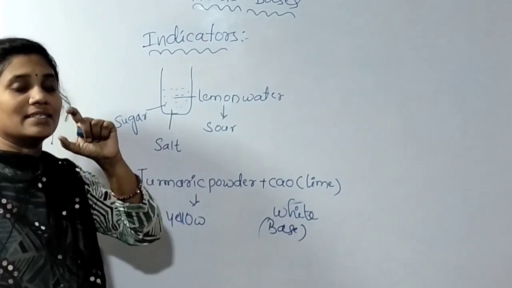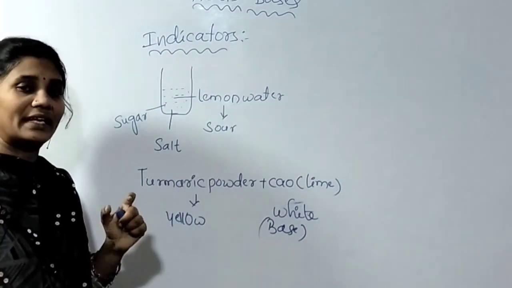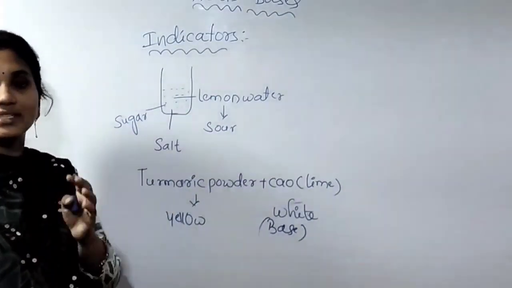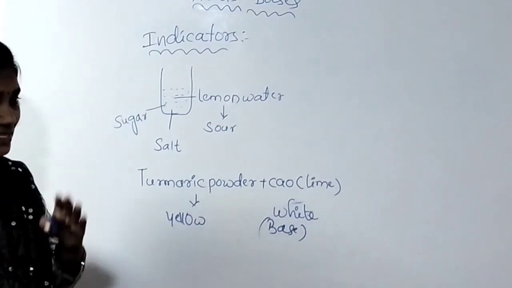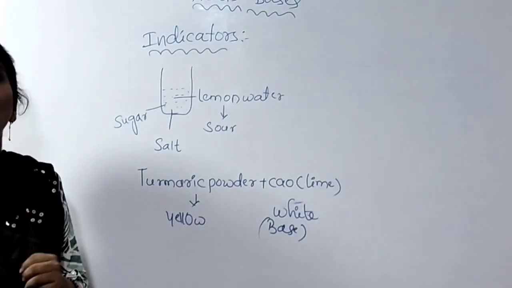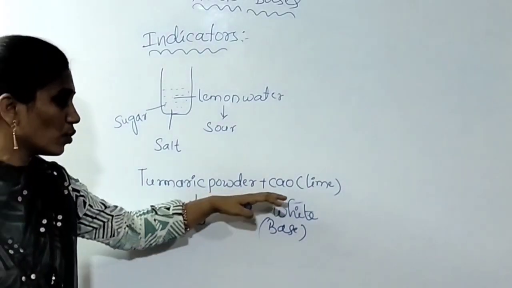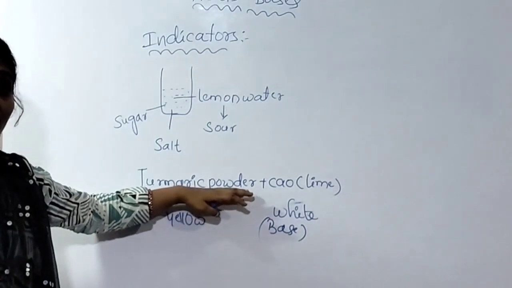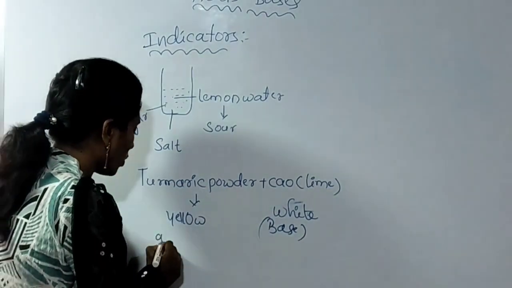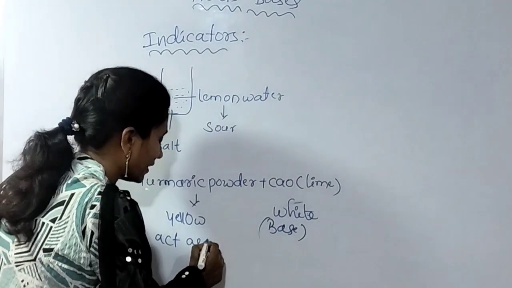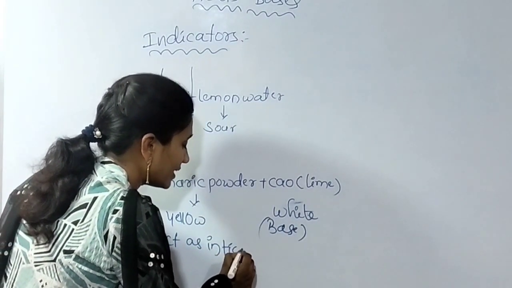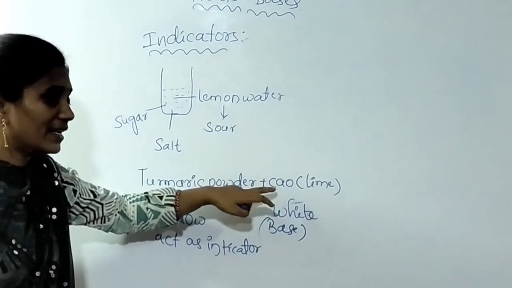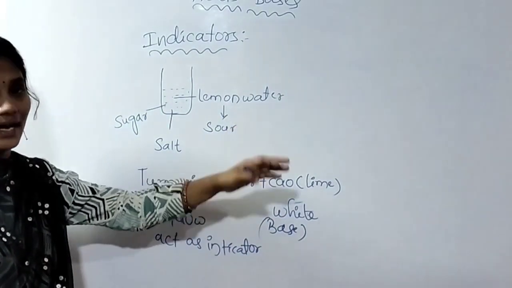Here, what does indicator mean? Indicators are substances which can change their color when they are added to other substances. In this condition the turmeric powder acts as an indicator, because it indicates a color change when it is added to a base or anything else.